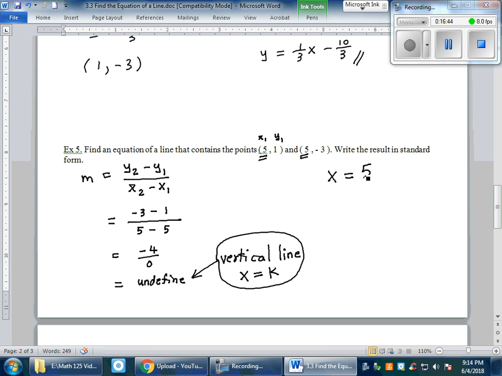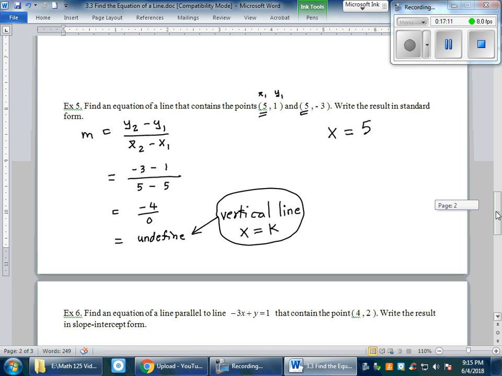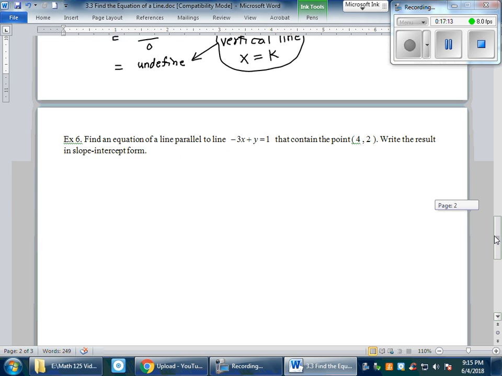Now, a short way to do this kind of problem is recognizing that in the beginning, both of your ordered pairs have the same x value, right? The same x coordinate. Then you can write down the equation right away. You don't even need to find out the slope and then figure out this is a vertical line. Okay? So moving on to the next example, example 6.